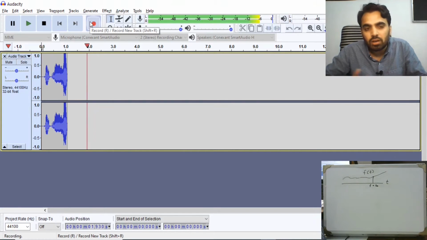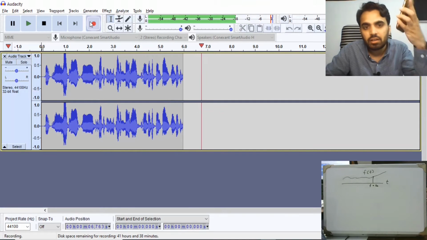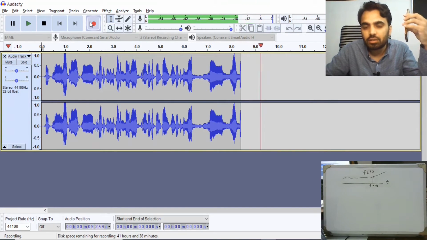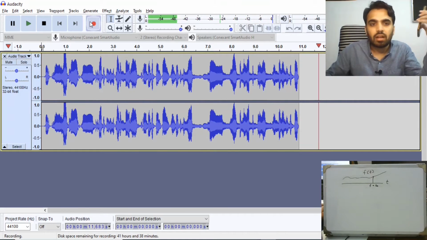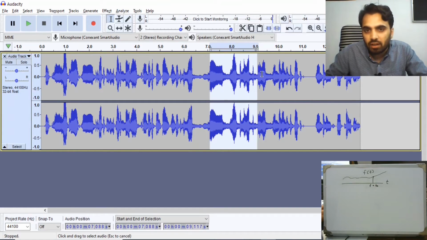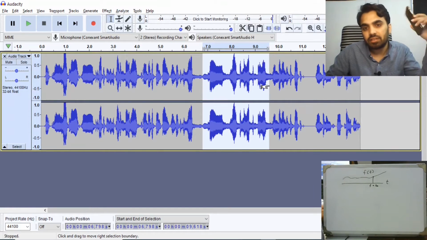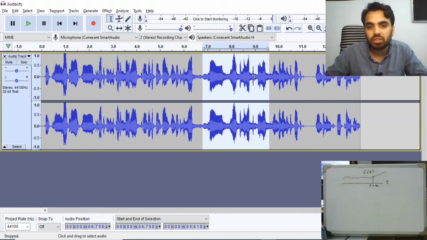So right now, Audacity is recording my voice, and at the same time, I'm going to generate the noise signal at 6 kilohertz, and then I'm going to stop the recording. So this whole signal is a time series signal, and in this range, I have generated an external sound of 6 kilohertz. So in time series, both the signals, my voice and the single tone signal, are superimposed. So in the time domain, we cannot distinguish between the two signals.